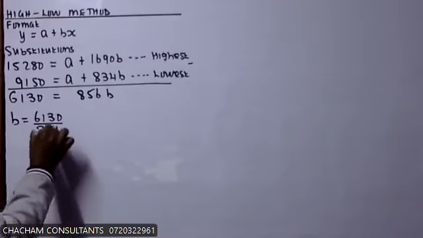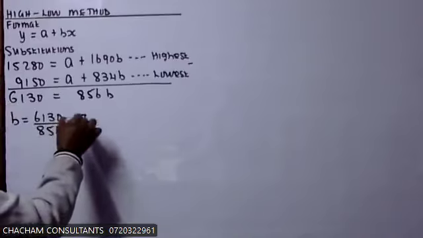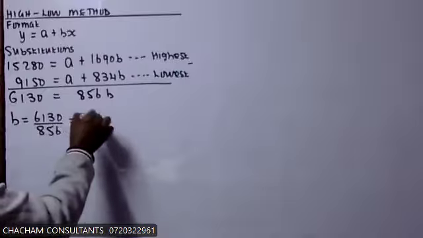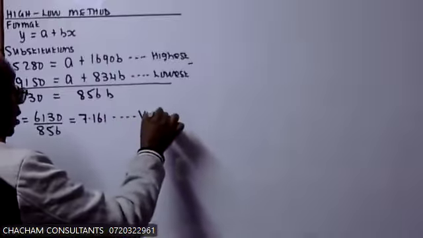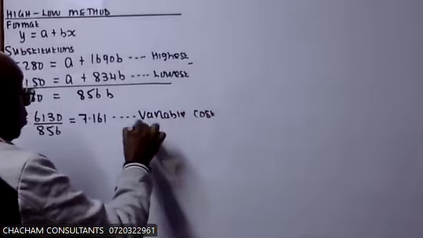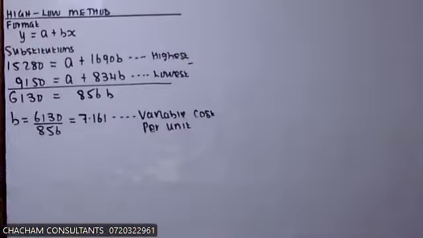You divide by 856, and we get 7.161. And it's good to remember, this is now the variable cost per unit. This is the variable cost per unit.